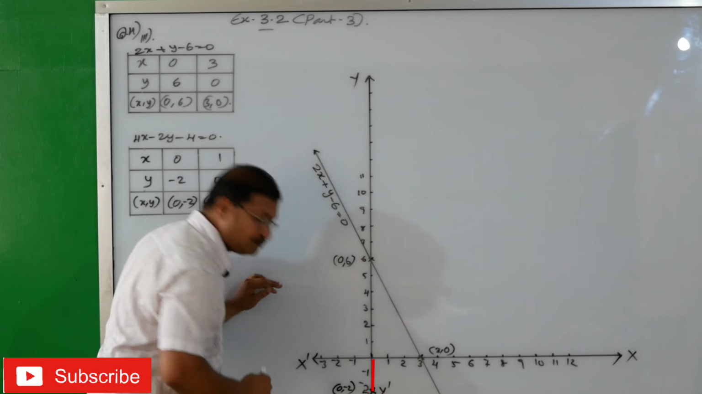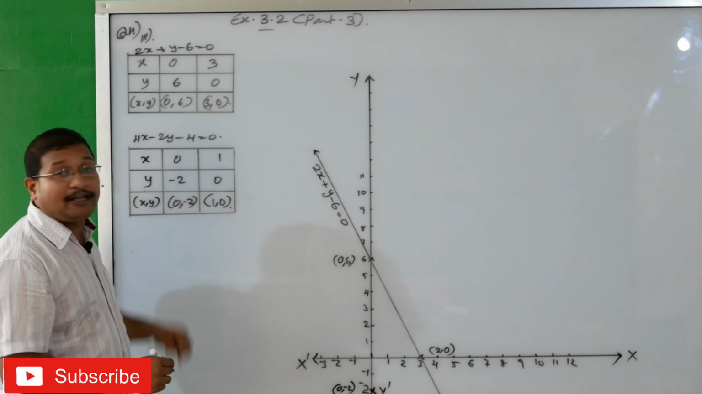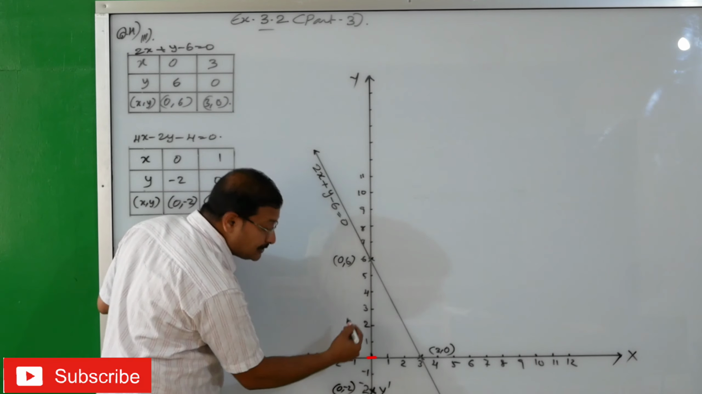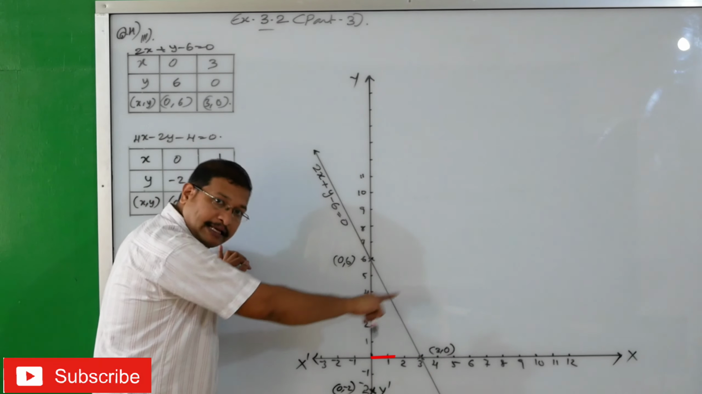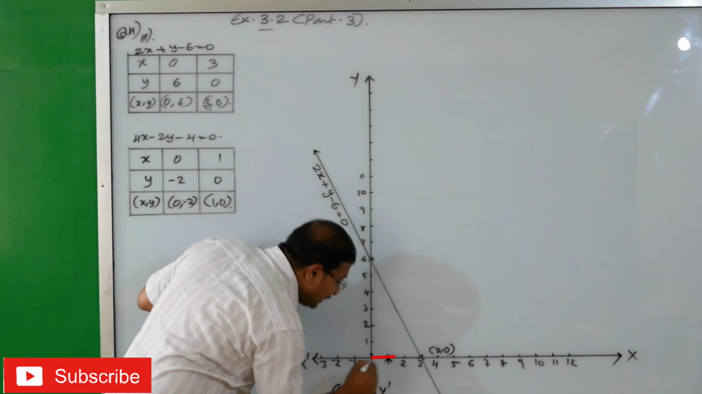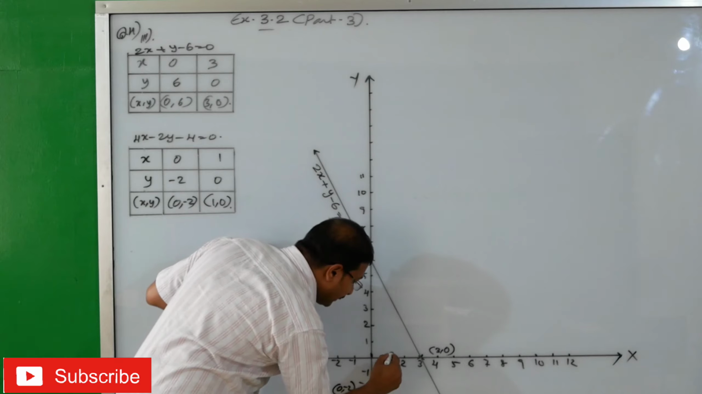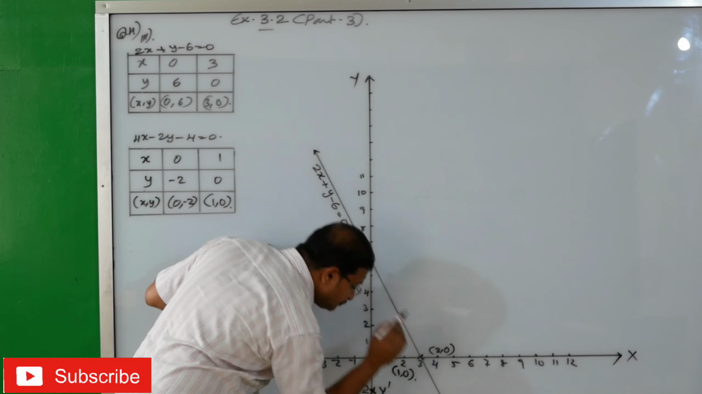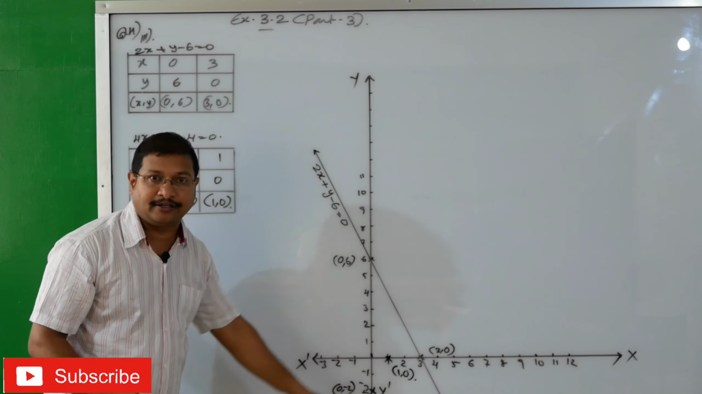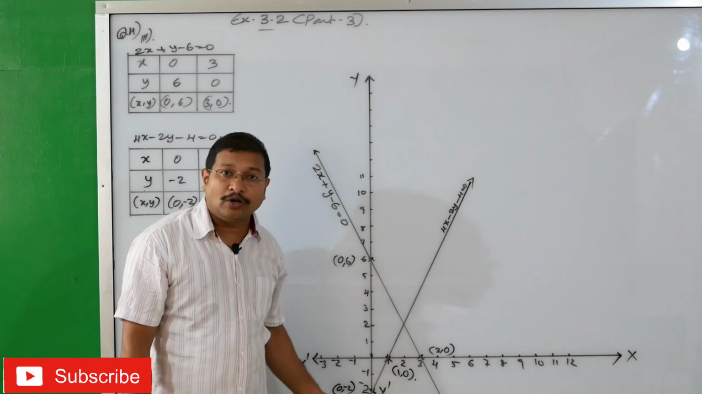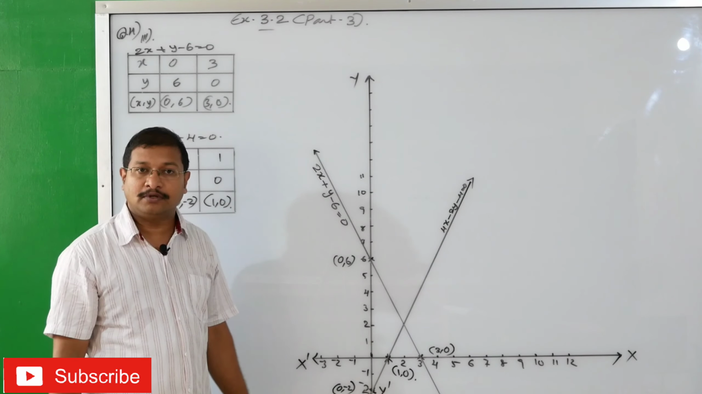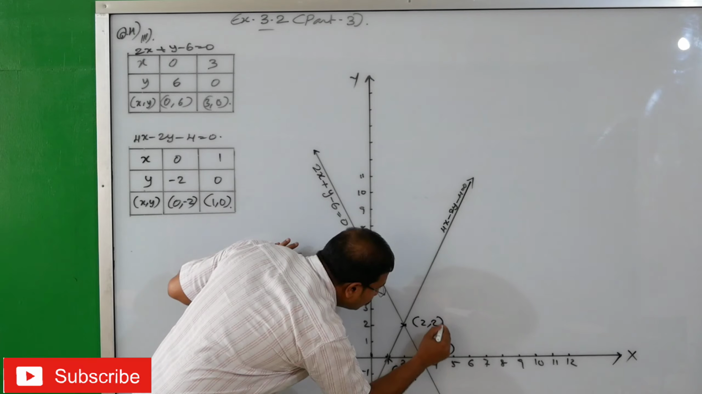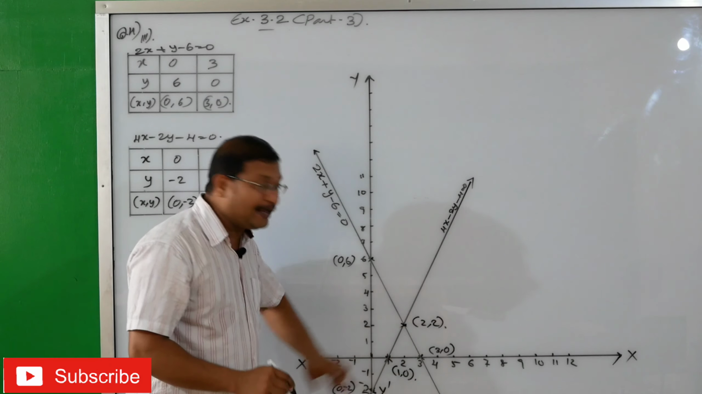0, minus 2. After that, x equals 1. x equals 1, right side. y equal to 0 is x-axis. y equals 0 means x-axis, x equals 1 means here. That means here we'll write 1, 0. Now let us join this. See now, these two lines are intersecting at this point. See, this point is 2, 2. That means x equals 2, y equals 2, isn't it?